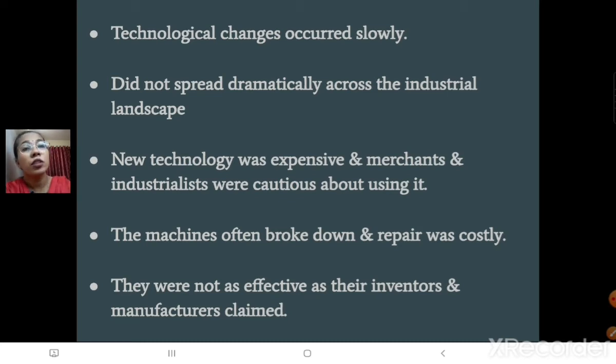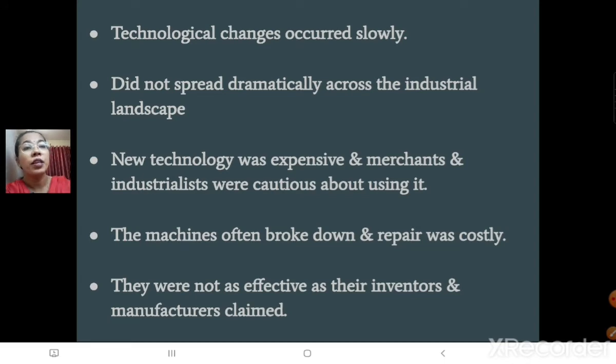Like, the new technology was very expensive, and the merchants and the industrialists were very cautious about using it, wondering how effective it would be. Secondly, the machines often broke down and the repair was costly. Therefore, we can say that they were not as effective as their inventors or the manufacturers claimed them to be.